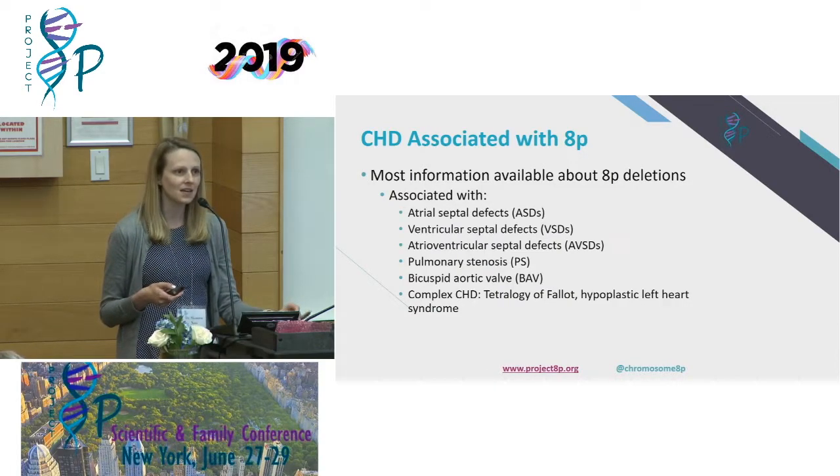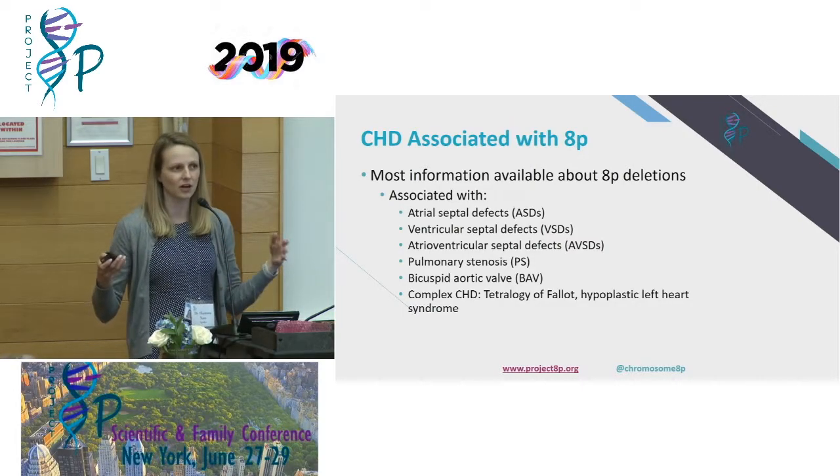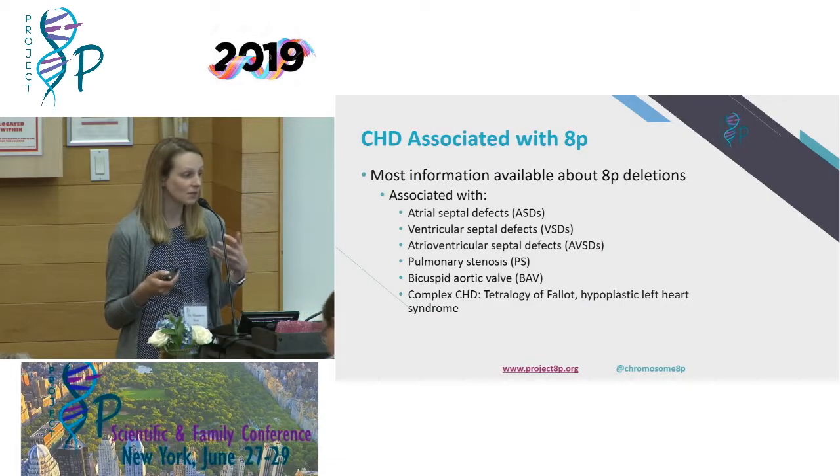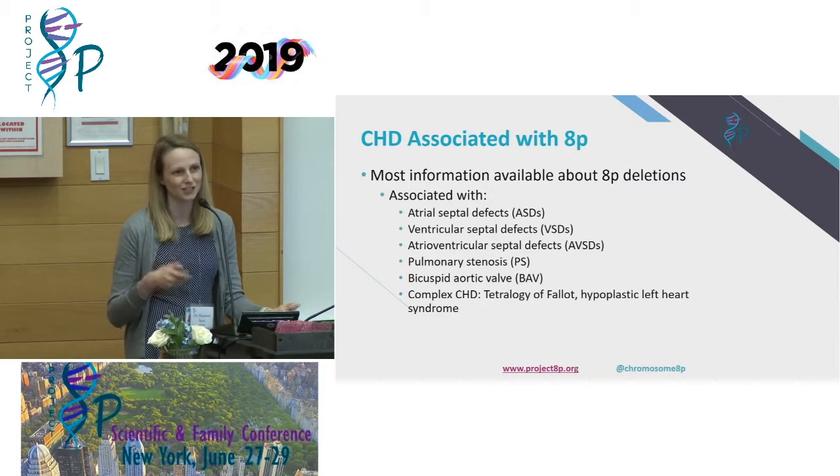The most common things are atrial and ventricular septal defects, which on the spectrum of congenital heart disease are simpler lesions, but there are some rare cases with more complex types of congenital heart disease, like tetralogy of Fallot or hypoplastic left heart syndrome or truncus arteriosus.